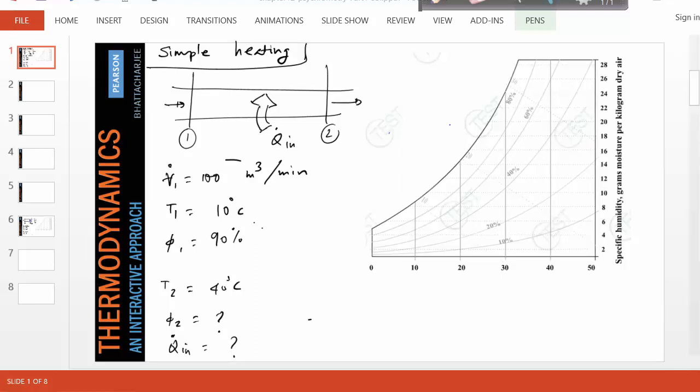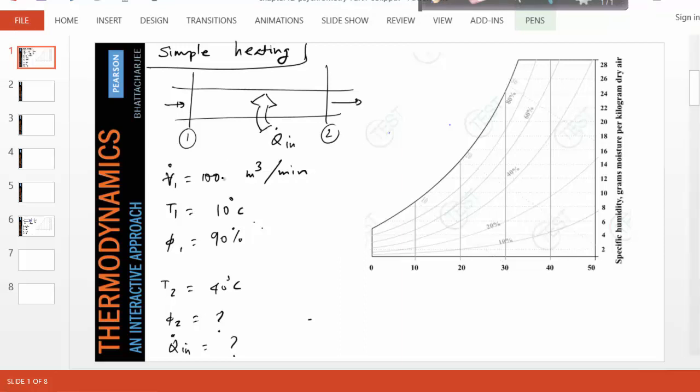As shown in the schematic here, moist air enters this tube at state 1, an air conditioning duct, and it's heated, let's say by an electrical heater or maybe by an external heating source. And the heated air comes out at state 2, and the following information is supplied.